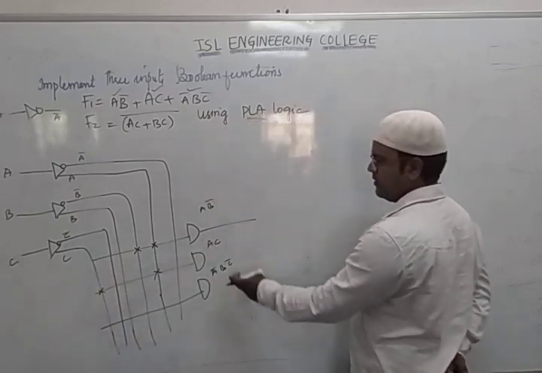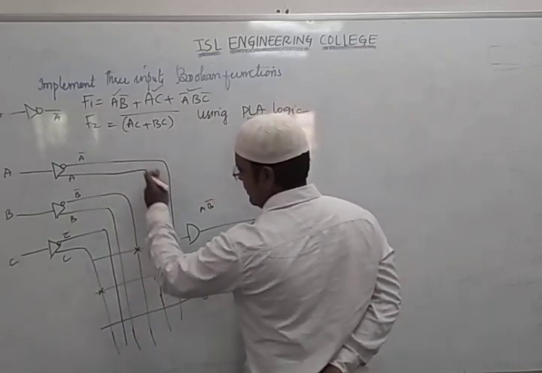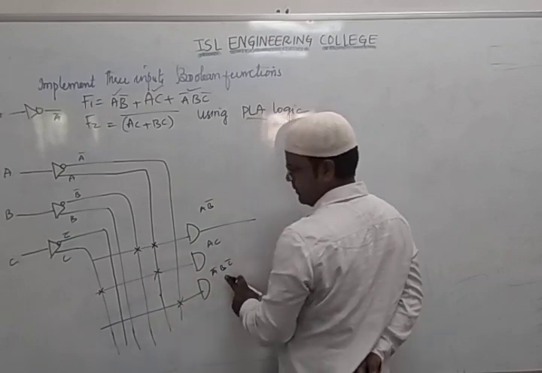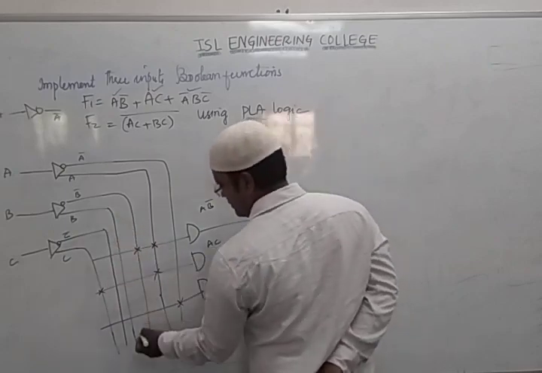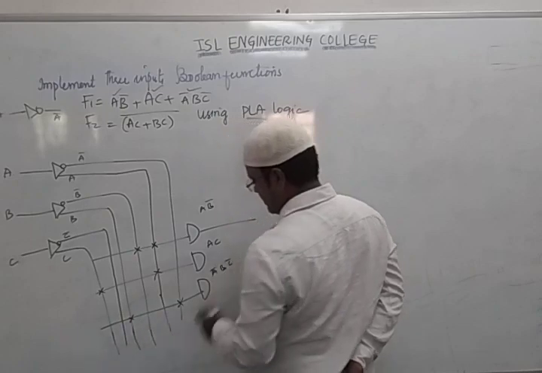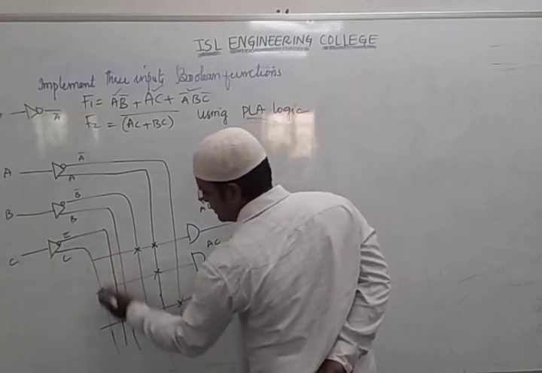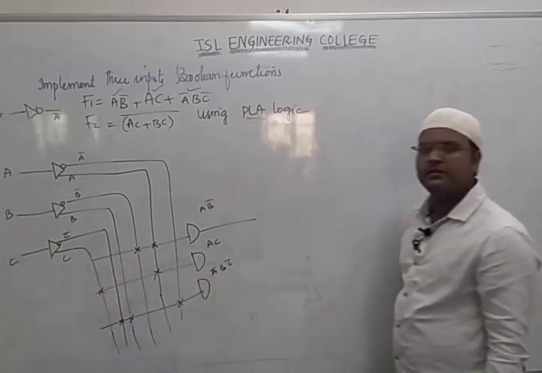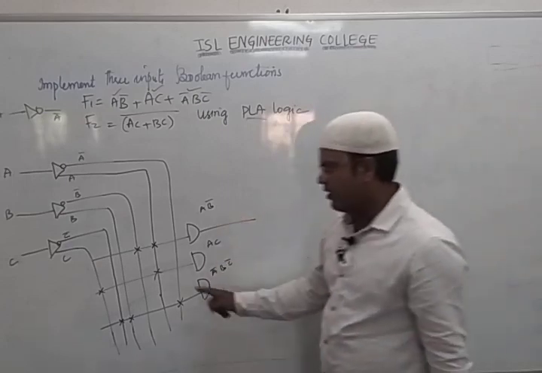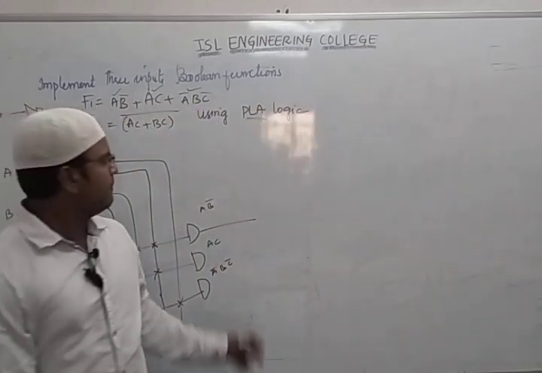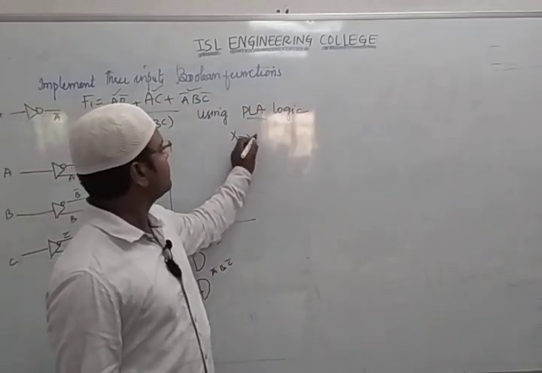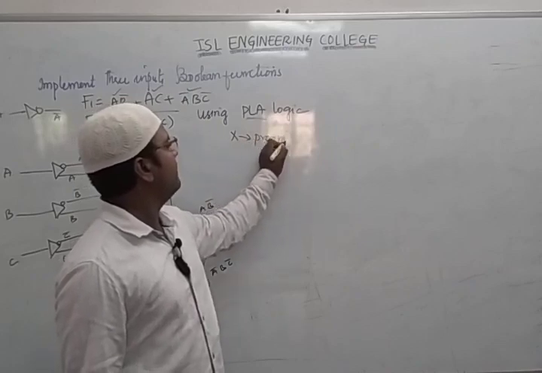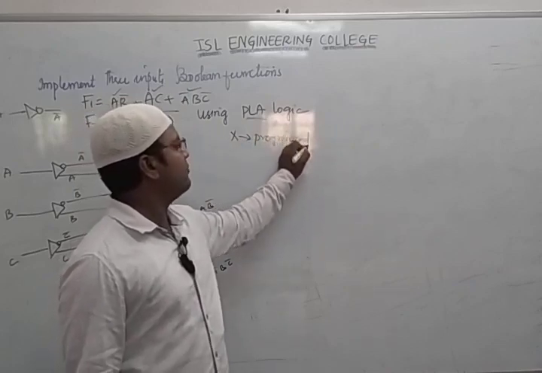Clear? Next thing, A bar. So where is A bar? A bar is here. Next B. We have to take the B. This is your B with connection. Then we have C complement. This is your C complement connection. Right? So what have we done, students? We took all and all are programmed. How do we say it's programmed? A cross mark indicates it's programmed. Okay? That you have to keep in your mind.